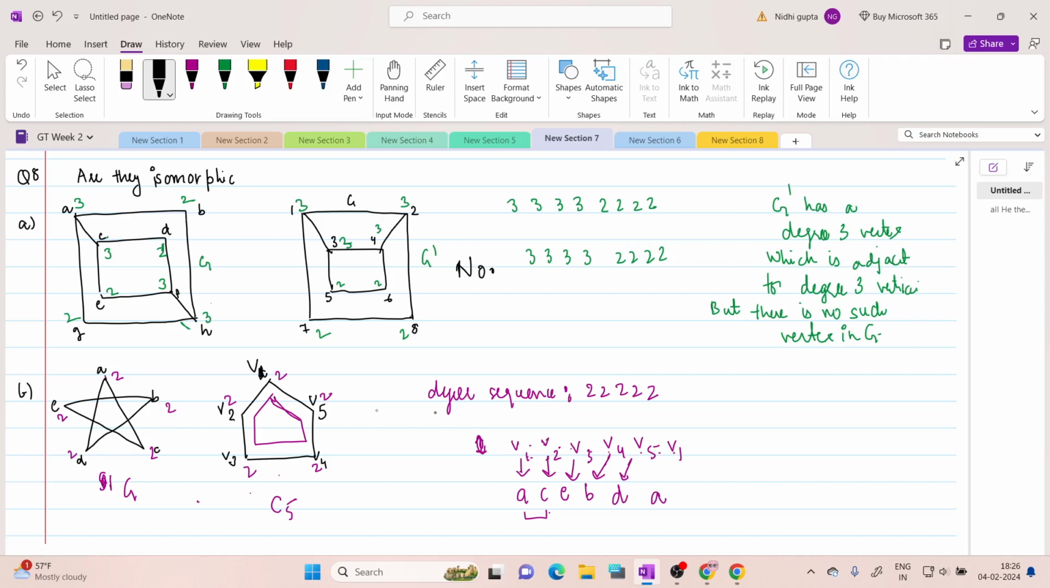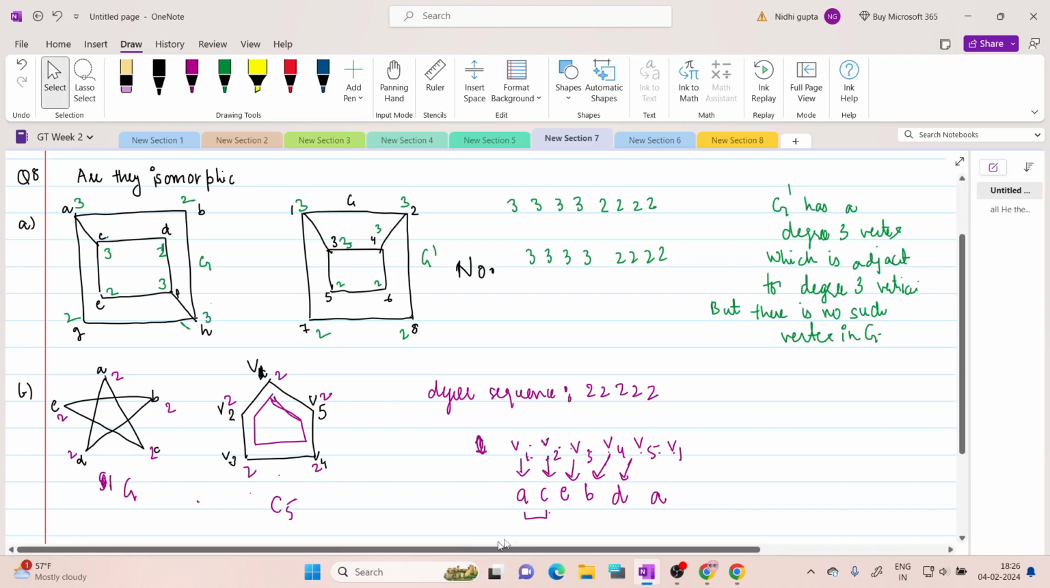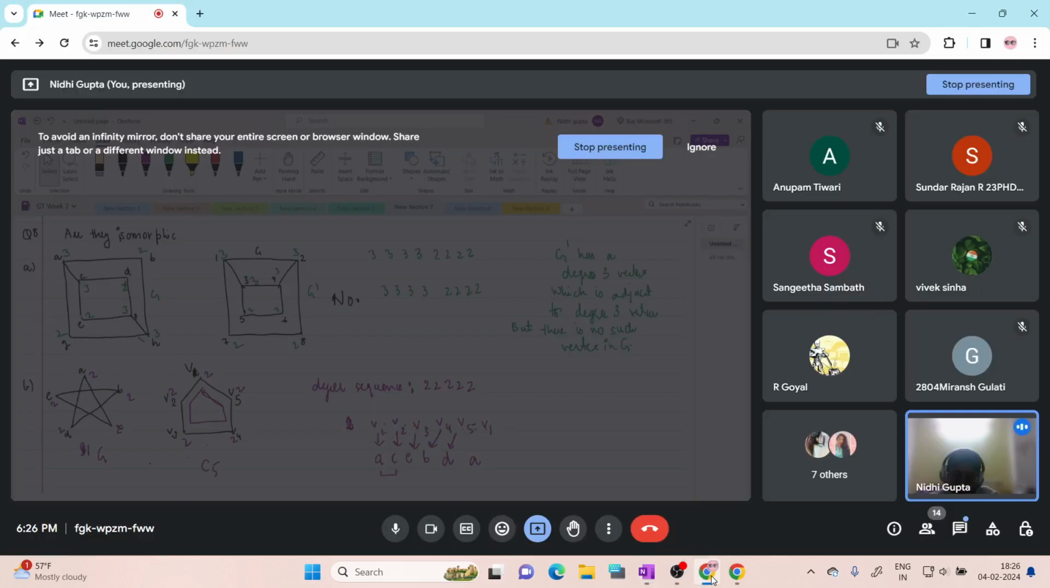If they are non-isomorphic, then there is no algorithm-like thing. You'll have to observe the graph and analyze. Either you'll have to say that it has some cycle of length k, but there is no cycle of length k in this graph. Yeah, there is no algorithm to show whether they are isomorphic or not. You'll have to analyze the graph.